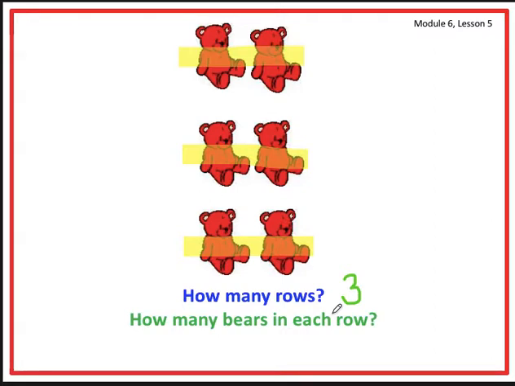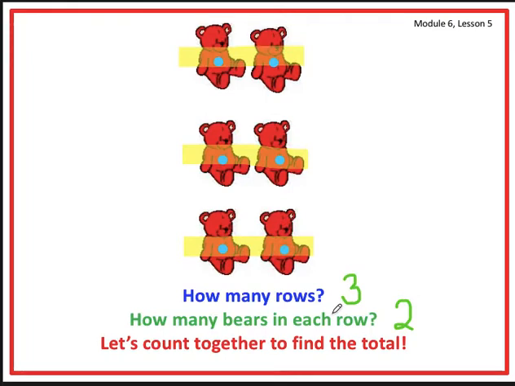Take a minute to think to yourself, how many bears are in each of these rows? 1, 2, 1, 2, 1, 2. 2 bears are in each of these rows. All right, let's count together to find the total. We can go 2, 4, 6. We could go 3, 6. We could go 1, 2, 3, 4, 5, 6. 6.